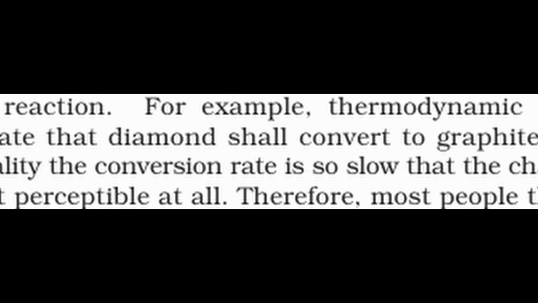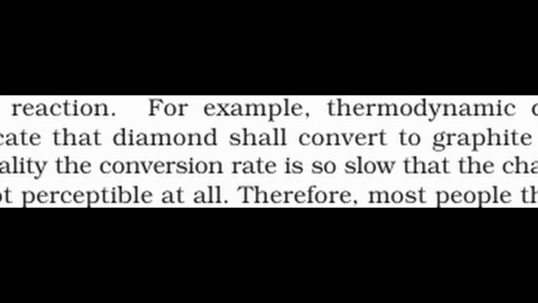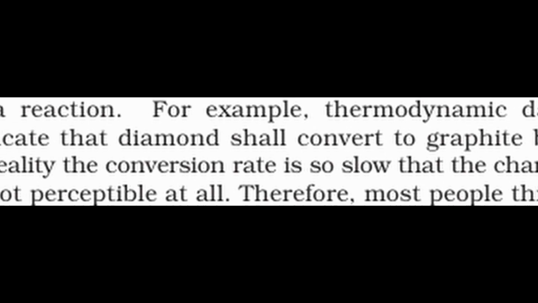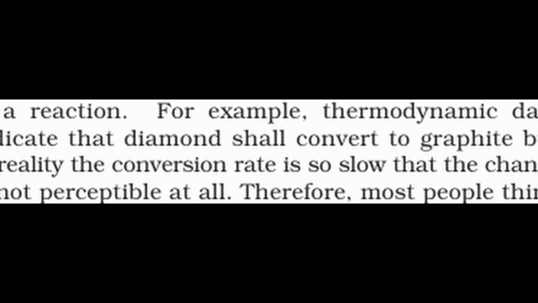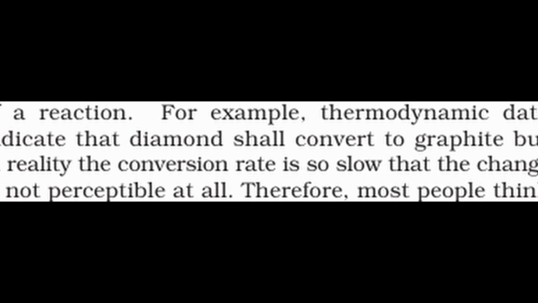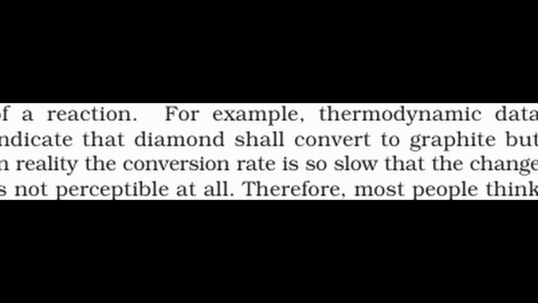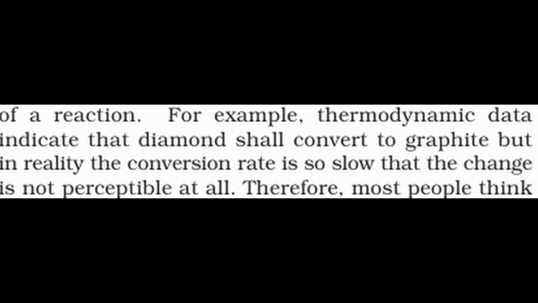Thermodynamics tells only about the feasibility of a reaction, whereas chemical kinetics tells about the rate of a reaction. For example, thermodynamic data indicate that diamond shall convert to graphite, but in reality, the conversion rate is so slow that the change is not perceptible at all. Therefore, most people think that diamond is forever.